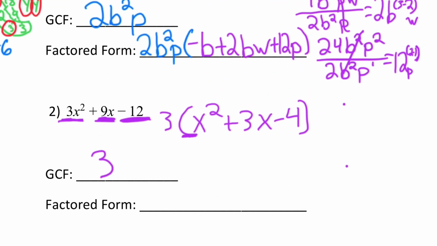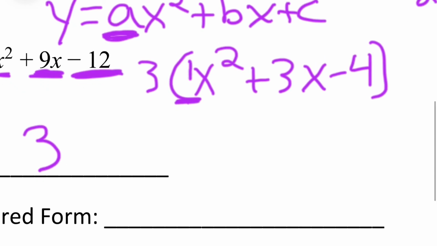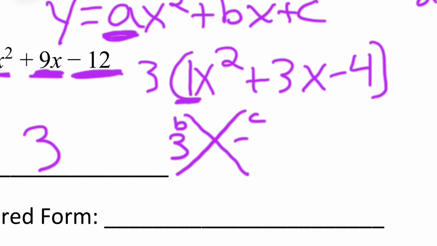Now does our a, and what do I mean by a? I mean, when we look at the standard form, y equals ax squared plus bx plus c, our a is always our coefficient of x squared. Our understood 1 tells us our a is 1, so we can go straight into our big X method. We do not have to slide and divide in this section. So my b is coming off to the left, my c is going off to the right. So 3 and negative 4.